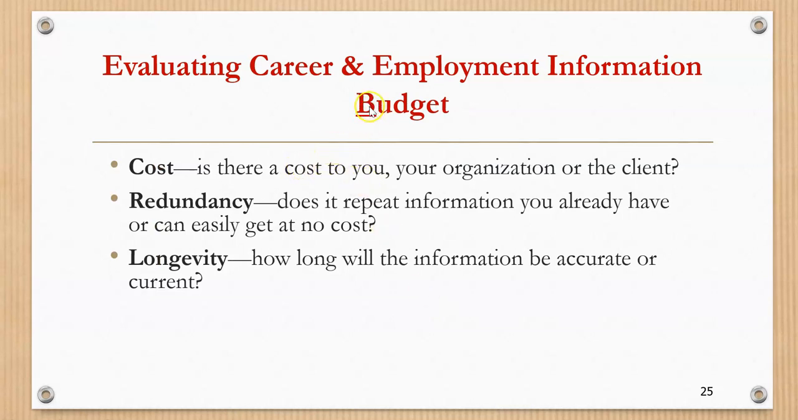Criterion. Then we go on to the budget criteria, and there are three factors that fall under this heading. So cost. Is there a cost to you, your organization, or the client? And sometimes there are really excellent resources out there that are completely free, and there might even be some things that you pay for that are really not so great. So it's not a given that just because you're paying for something that it's actually good information. Redundancy is another factor. Does it repeat information that you already have or that you can easily get somewhere else at no cost? And then longevity, how long will the information be accurate or current? So really important to look at dates and consider whether something has been updated.